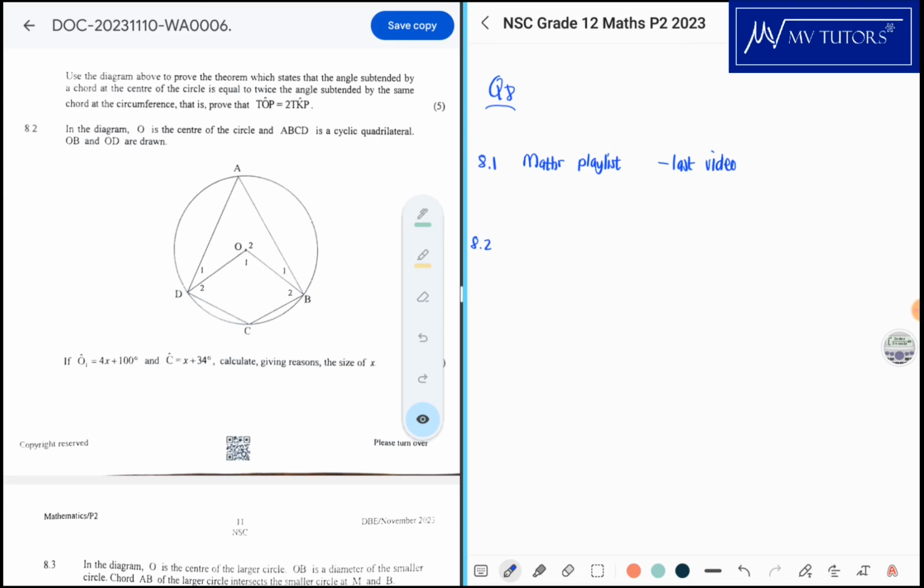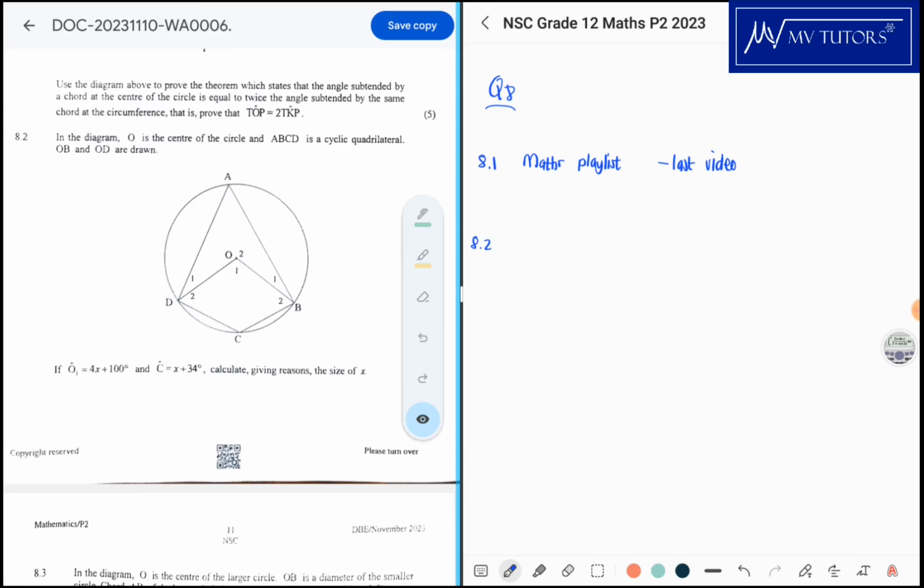Anyway, 8.2, it says in the diagram, O is the center of the circle, and ABCD is a cyclic quad. OB as well as OD are drawn. So there is a lot that is happening over here. And now it says O1 is 4x plus 100 and C is x plus 34. Calculate, giving reasons, the size of x for 5 marks.